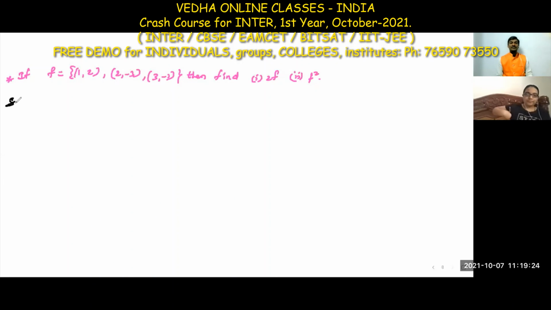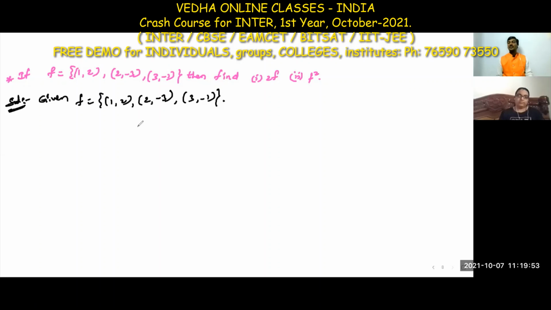Okay, now look at this question. Here f is equal to {(1, 2), (2, -3), (3, -1)}. Then find 2f and f square. So what is given? First write the given function. And what are we going to find? We are finding the value of 2f.